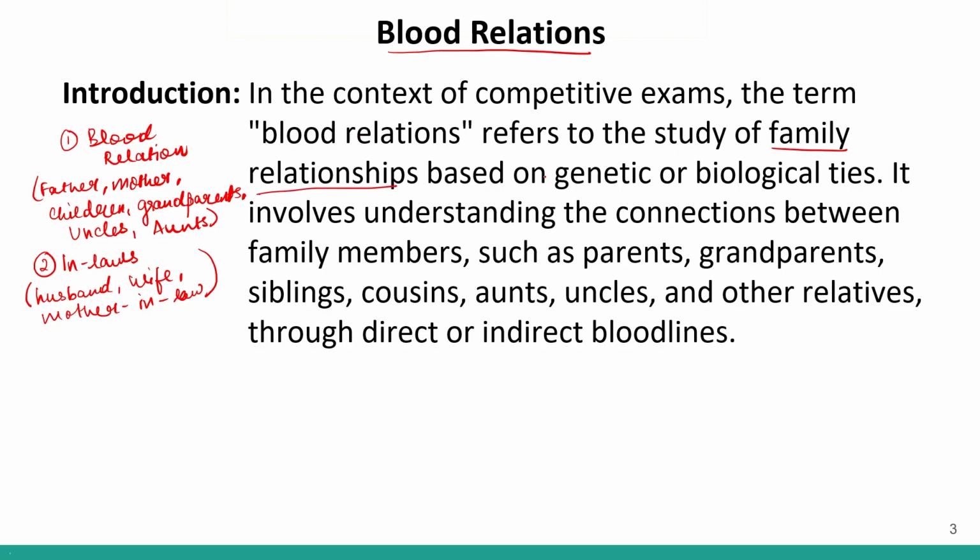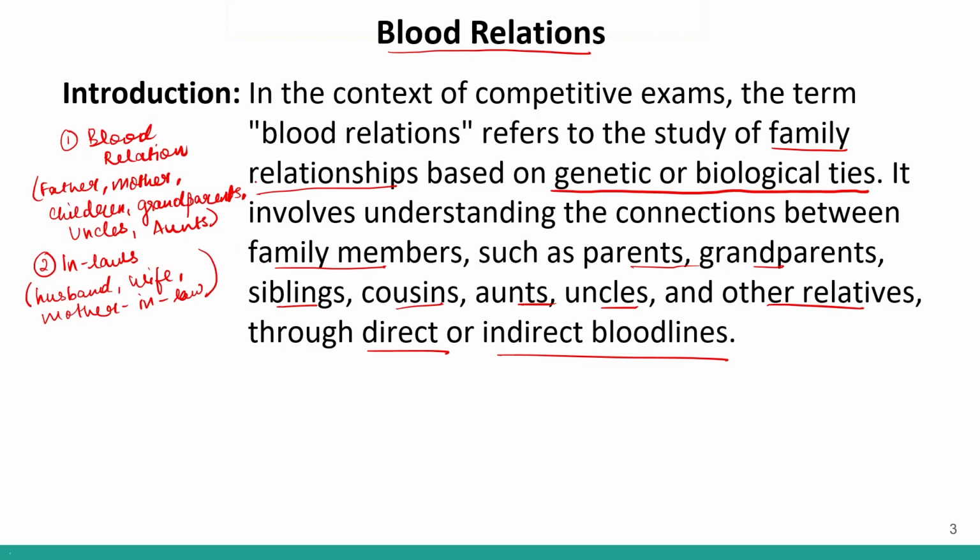In the context of competitive exams, the term blood relations refers to the study of family relationships based on genetic or biological ties. Genetic and biological means that you're born in that family. But there are other types also, like your in-laws, the family of the one that you're married to. Those are also part of blood relations. It involves understanding the connections between family members, such as parents, grandparents, siblings, cousins, aunts, uncles, and other relatives through direct or indirect bloodlines. Direct and indirect bloodlines mean, if you are dealing with an extended family, let's say the daughter of your aunt, this is your indirect bloodline, extended family, but it is a blood relation.